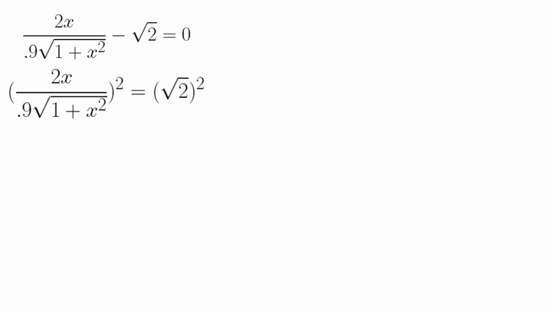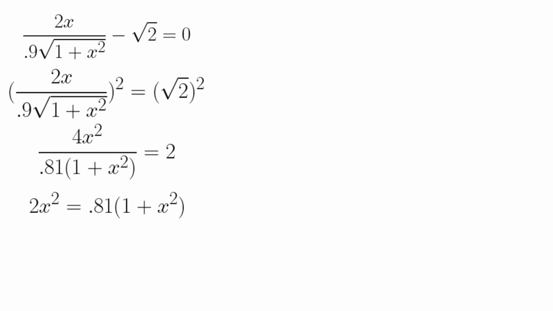Bringing that over here, how do I solve that? Well, I can move the square root of 2 to the right and square both sides. That gets me here. I can do a little bit of readjusting. So I'm going to move the denominator on the left over to the right and then divide by 2. And then I can distribute the 0.81 and subtract the x squared terms to get an equation like this.